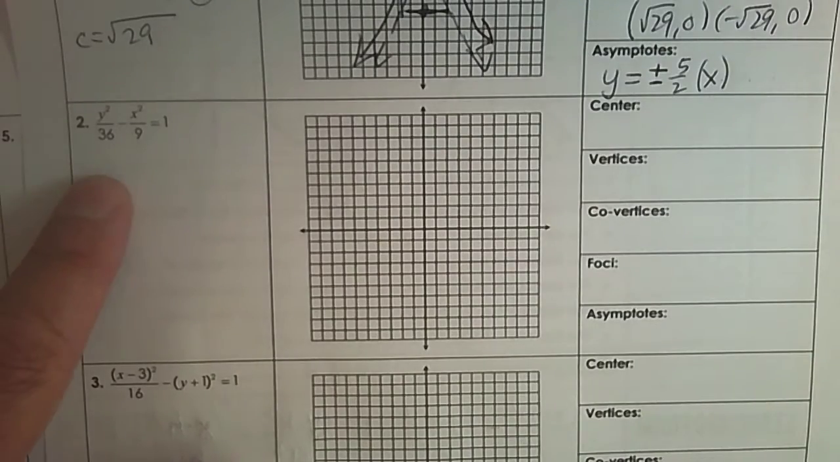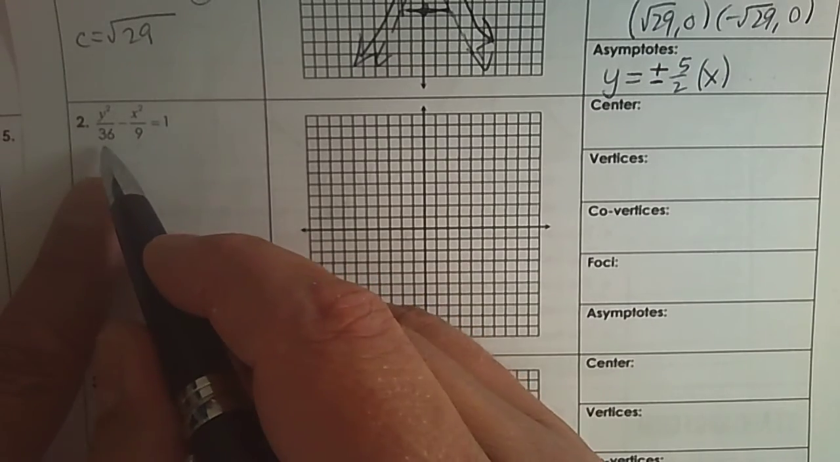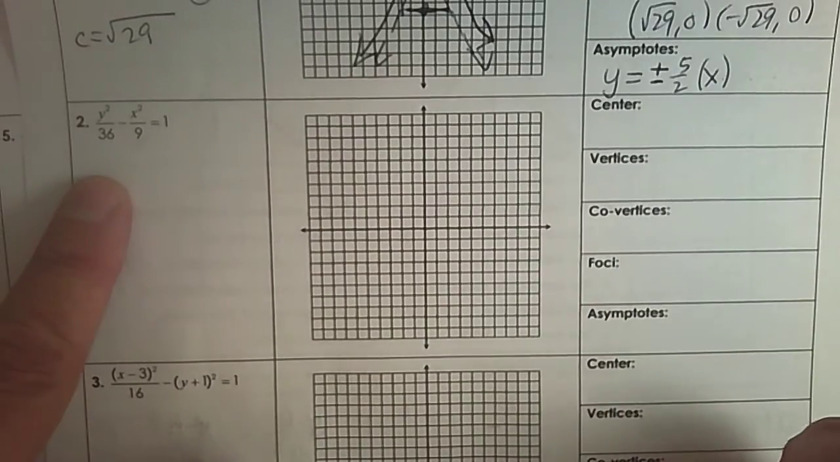Number 2, can you graph this hyperbola? So first of all, I noticed the y is positive in front. It's not the size of the denominator, but which one's positive. So this is going to be a vertical hyperbola.